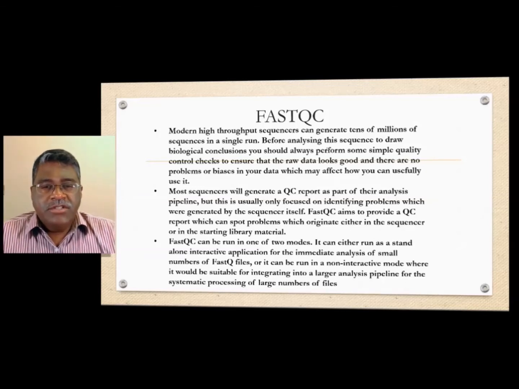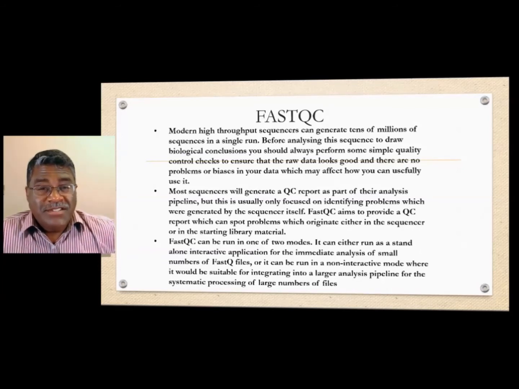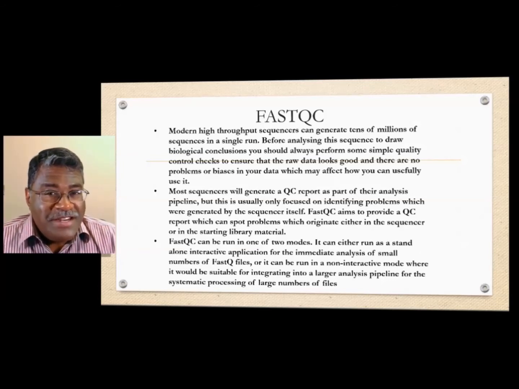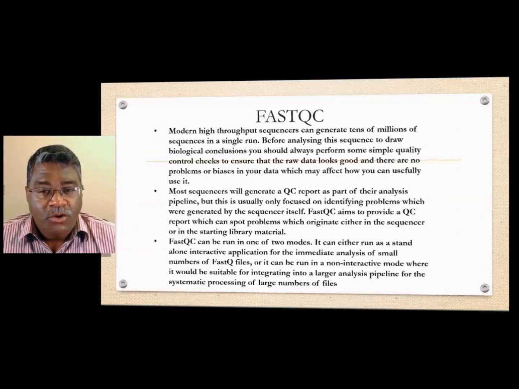So let's look at what quality control is. This is kind of like FastQC, fast quality control, and it is essentially a report which tells you how good your experiment is. Modern high throughput sequencers can generate tens of millions of sequences in a single run, which gives you a sense of the data issues, and that is why I think bioinformatics now is synonymous with data science, and you hear the word data science more and more.